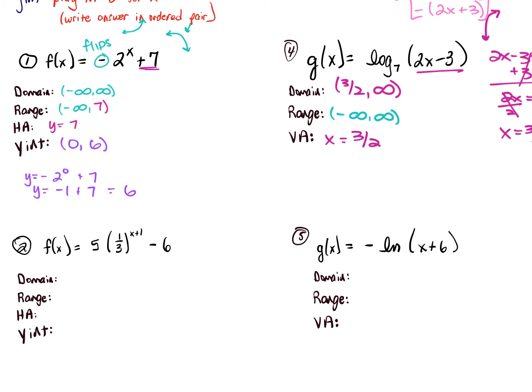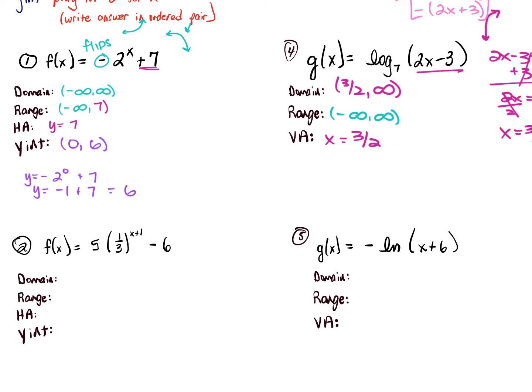Okay, so for number 2, you have f of x is equal to 5 times 1/3 to the power of x plus 1 minus 6. Just kind of think about the way the line would look. Normally, for an exponential function, it would look like this, or it would look like this. It depends on the base. In this case, the base is 1/3. It's less than 1 but greater than 0, so your line is going to look like this one.